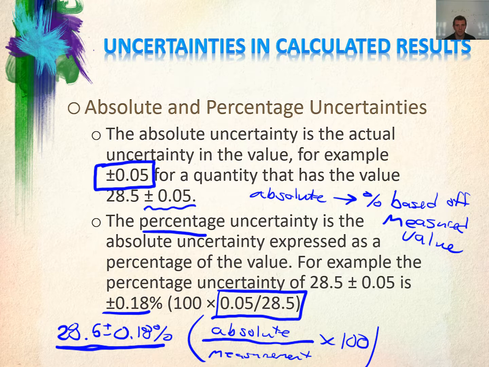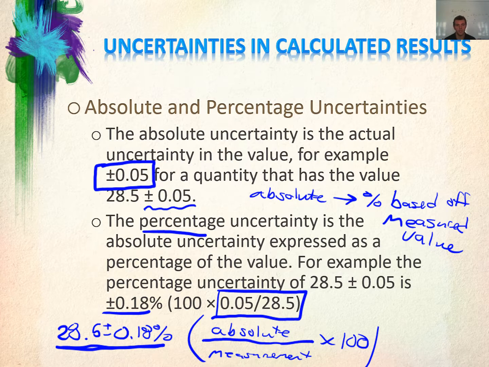And you can see that right here. So they're taking the uncertainty, the absolute, and they're dividing it by the measurement. And then they're going to multiply it by 100, just to make it a percentage. And that's going to end up giving us this plus or minus 0.18%. So then we would just write this if we wanted to.